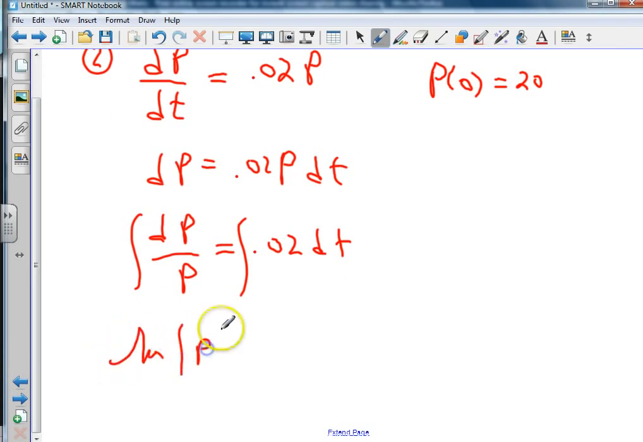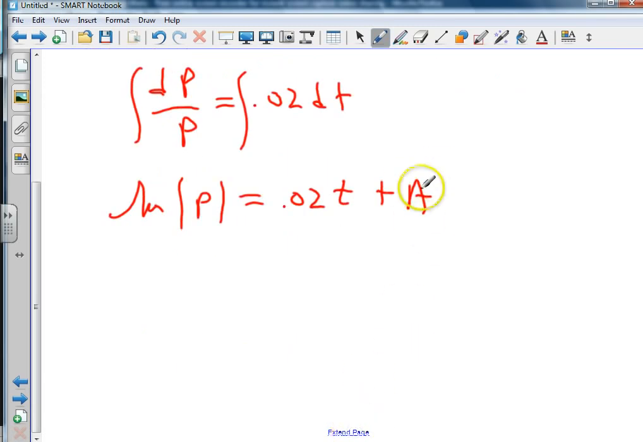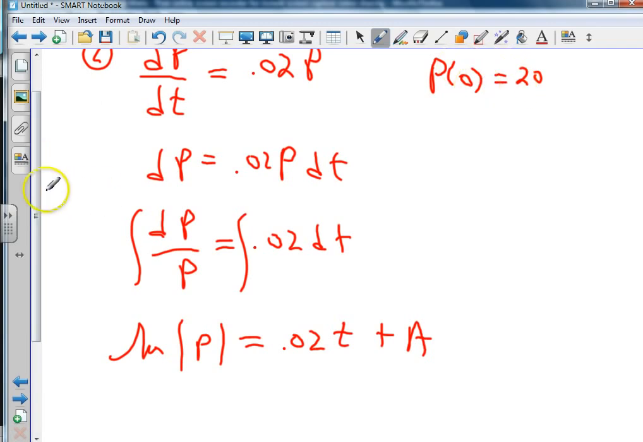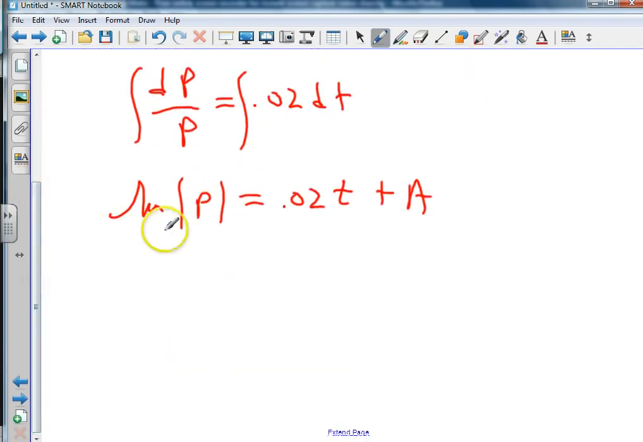ln absolute P equals 0.02 T plus a constant. All right, that's great. Now I could resolve the constant of integration using the initial conditions right now if I wanted to, but I think it's easier later on, so I'm going to do it later on. But it's not illegal to do it now. If you're careful, you'll get the right answer.